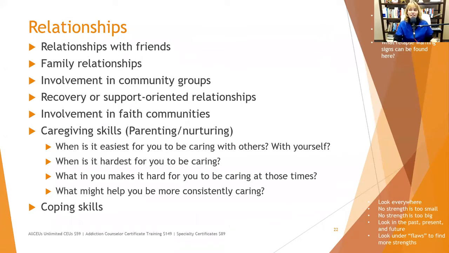Relationships with friends, family relationships, and involvement in community groups can all provide that social support that people need. They need to have somebody they can call on. Recovery or support-oriented relationships are very helpful. It can be a depression support group, a grief support group. It doesn't have to necessarily just be an addiction support group.